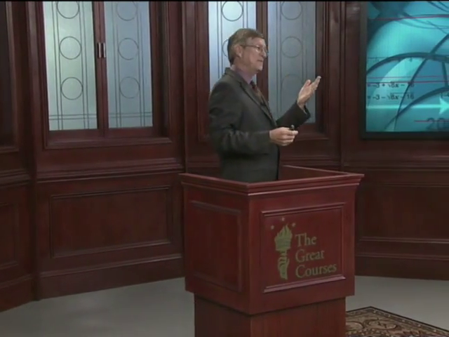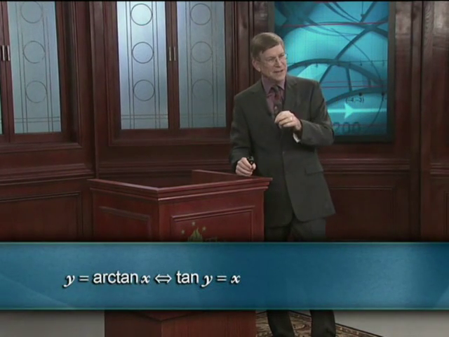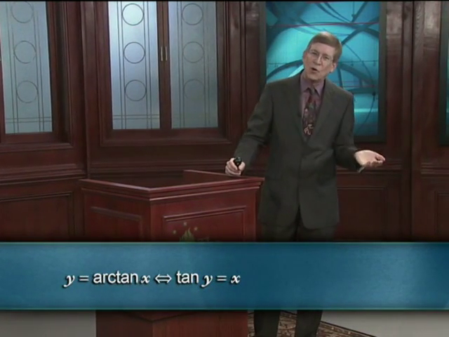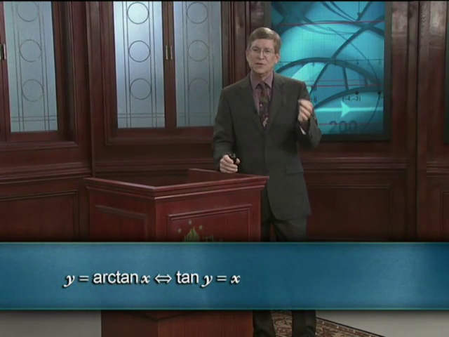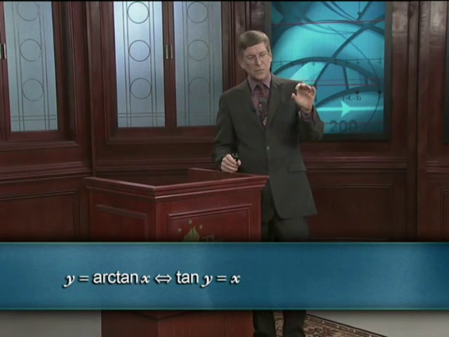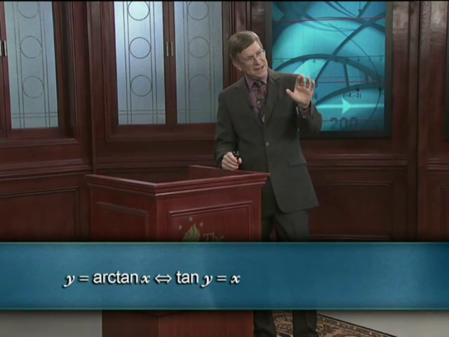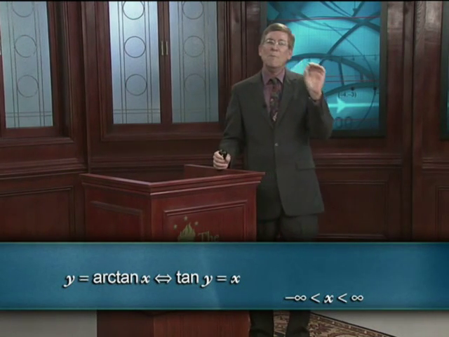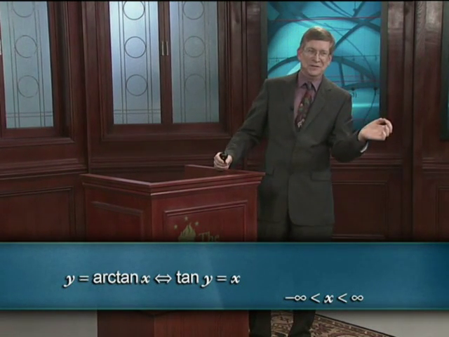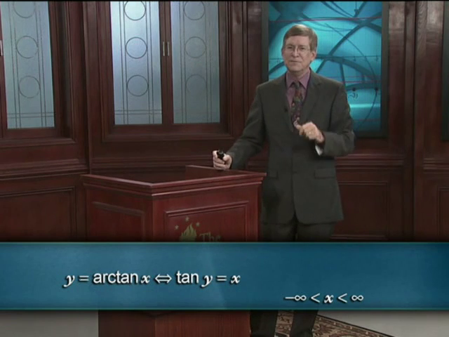So what's the definition of arctangent? Well, I think you know the game. Y is arctangent x if and only if tangent y equals x, and now we have to flip the domains and ranges. So let me think about it. The range of the tangent function is minus infinity to infinity. So the domain of arctangent is minus infinity to infinity.